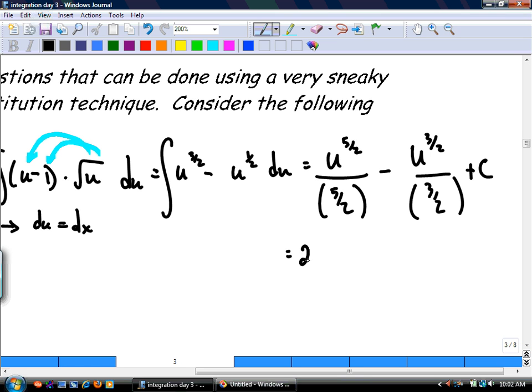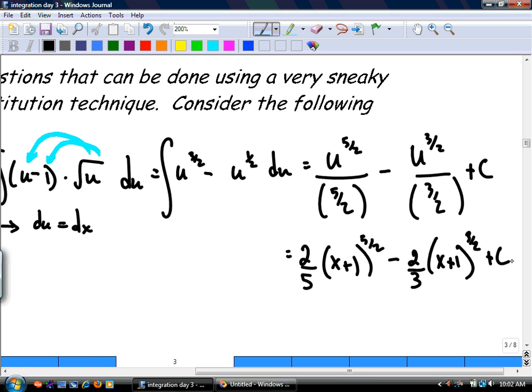So it becomes 2/5 u to the 5/2 minus, why would I do that? Why wouldn't I switch it back? What's u equal to? x plus 1. So 2/5 x plus 1 to the 5 over 2, minus 2/3 x plus 1 to the 3 over 2 plus c. And you're finished.